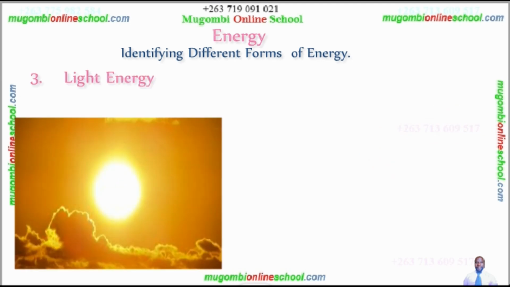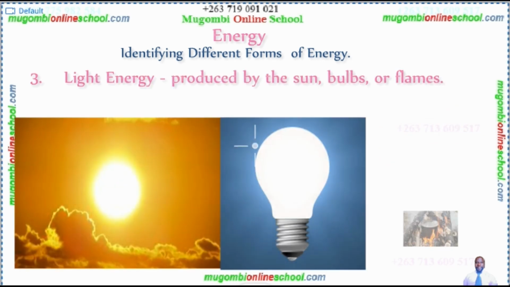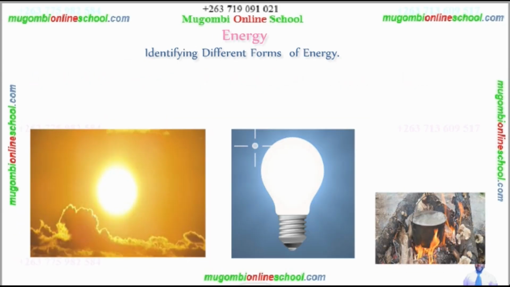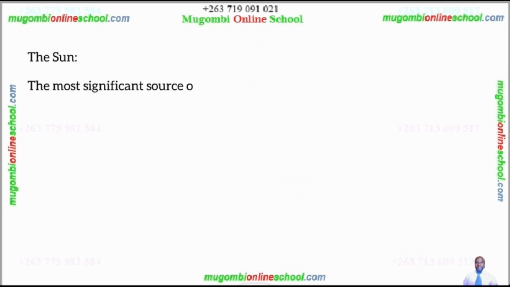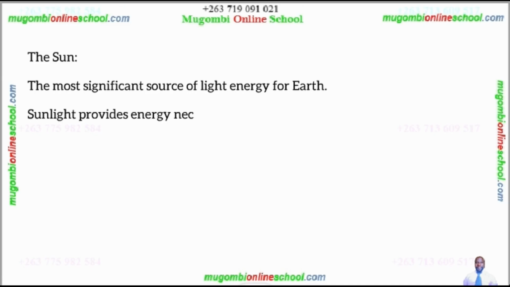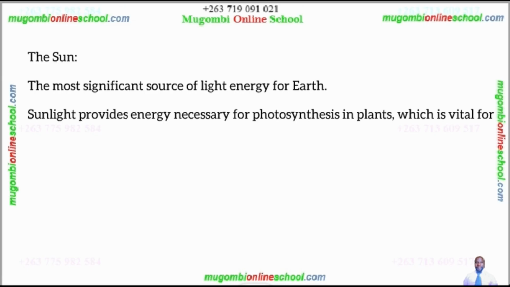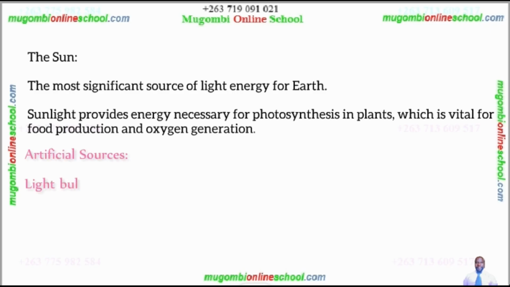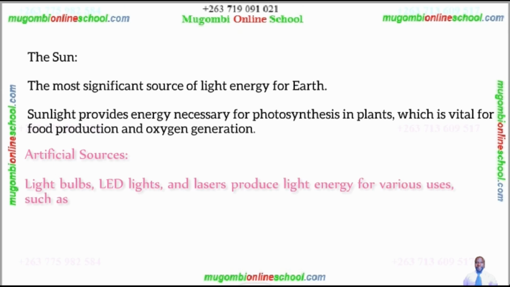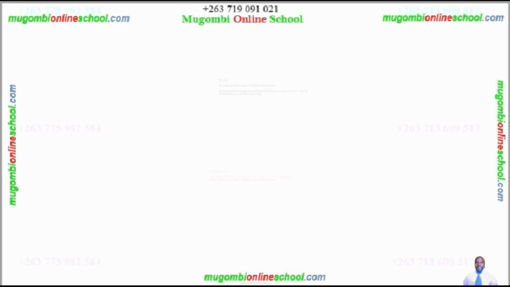All right. Light energy. Light energy is produced by the sun, bulbs, or flames. The sun is the most significant source of light energy on Earth. Sunlight provides energy necessary for photosynthesis in plants, which is vital for food production and oxygen generation. Artificial sources of light include light bulbs, LED lights, and lasers. They provide light energy for various uses such as lighting our homes, signaling, and communication.